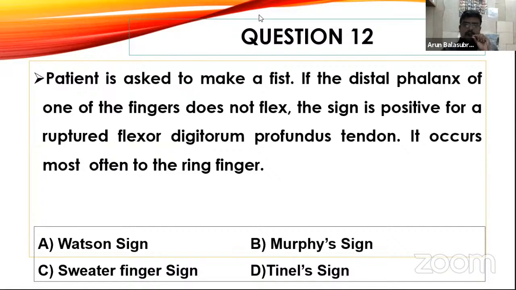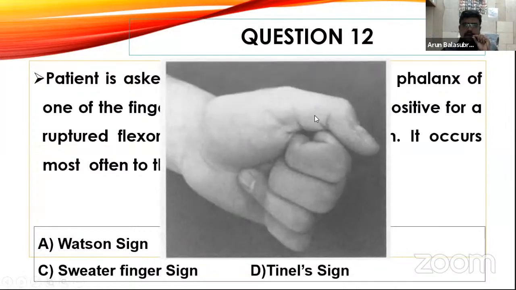Batson sign, the Murphy sign is the wrong answer. So the finger looked like this. The patient was not able to flex the distal interphalangeal joint, whereas the finger was extended. It is because of flexor digitorum profundus rupture.